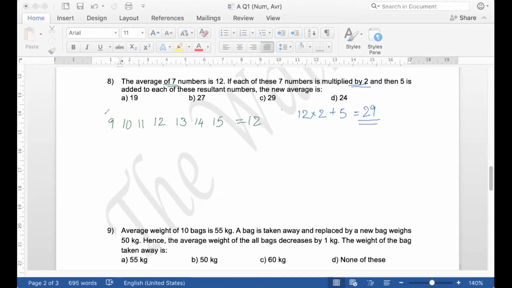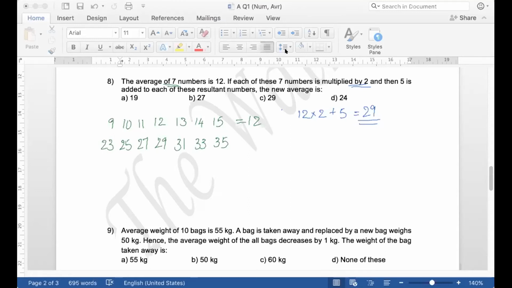So 9 into 2, 18. 18 plus 5, 23. 10 into 2, 20. 20 plus 5, 25. And 11 into 2, that is 22. 22 plus 5, 27. And this 12, 12 into 2 is 24. 24 plus 5, 29. Now 13 into 2, 26, so 31. And 14 into 2, 28 plus 5, 33. 15 into 2 is 30. 30 plus 5, 35.